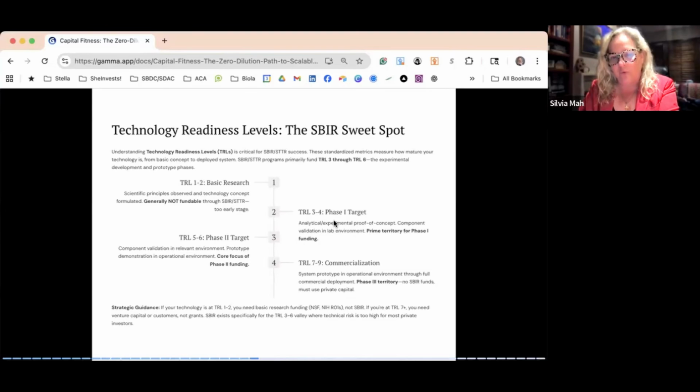Then TRL 3 and 4 is the phase 1 target, so prime territory for phase 1 funding. You get through that, you do proof of concept, and then you go to the phase 2 target, which is TRLs 5 through 6, the core focus of phase 2 funding. So you have your prototype demonstration, you know that it's validated, that it's operational, and going into the environment that you want. And then TRL 7 through 9 is commercialization.